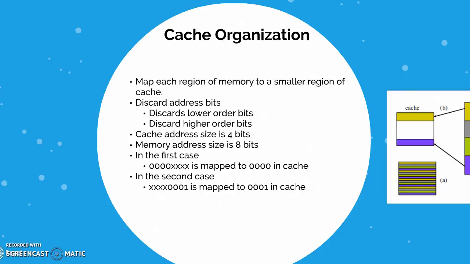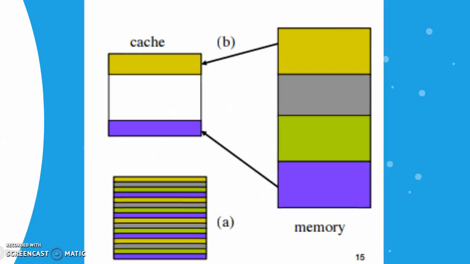As you can see in the picture, in the first case, which is letter A, at the bottom, we have 000XXX mapped to just the 4 zeros in the cache. In the second case, which is letter B, up above, XXX001 is mapped to be 001 in the cache.